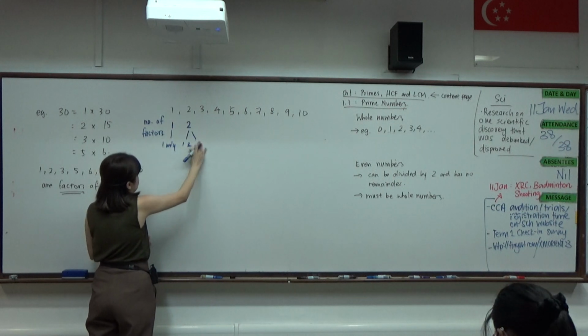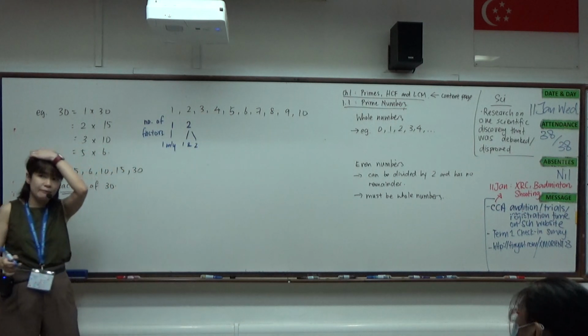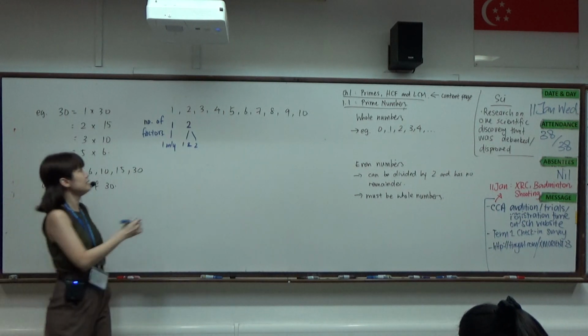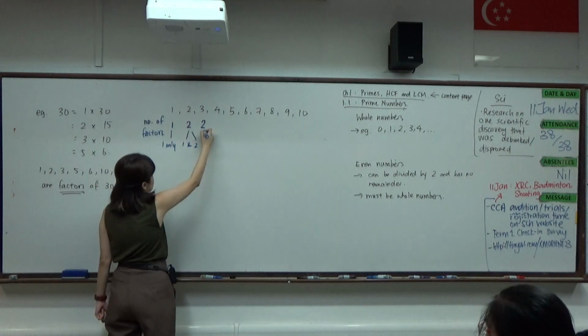I'll just write it down like that. What about 3? How many factors are there? 1 or 2? 2. We have 2 factors, right? Which is 1 and 3.